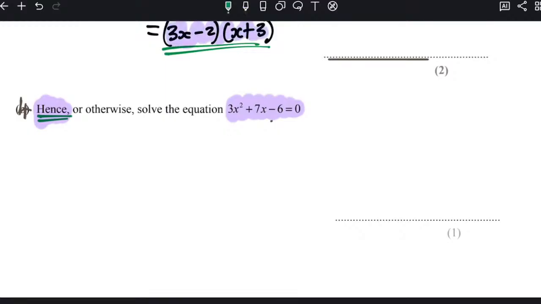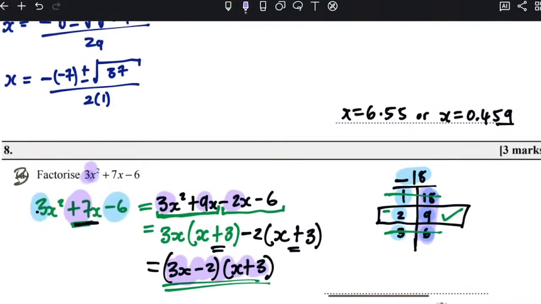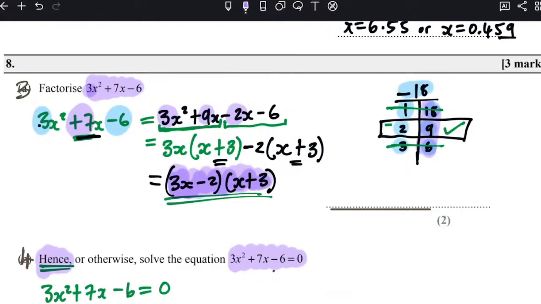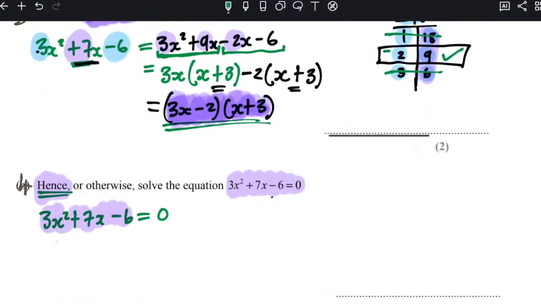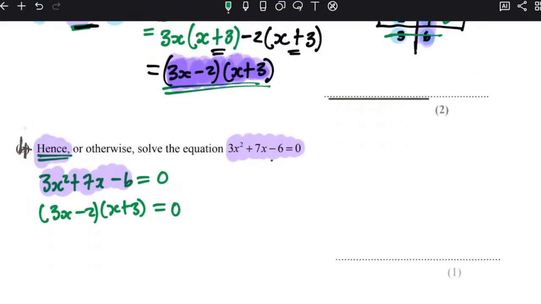But here we have just proved that this 3x squared plus 7x minus 6 is the exact same thing as this when you factorize it. So we can remove the 3x squared plus 7x minus 6, which is equal to 0, and put this version here. Because it's a hence, we take the answer: 3x minus 2 multiplying x plus 3, and we make it equal to 0, because it's the exact same thing as the top. We saw it in the first question. That's how you do hence. Are you with me, students? Have you seen how you do hence?